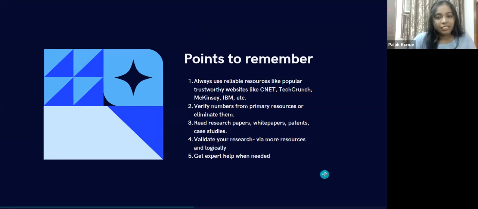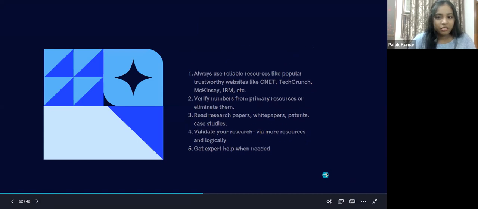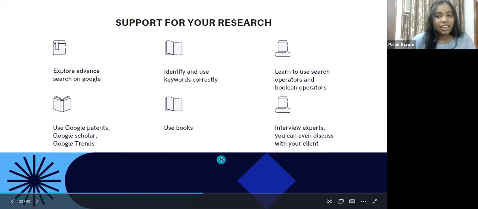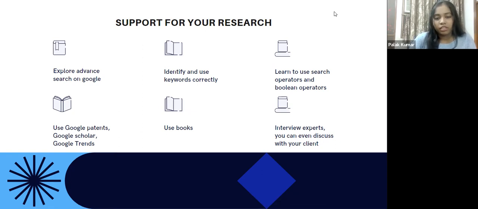The first thing is you should explore advanced search on Google. It has excellent filters to help you with the information you need. Another very important thing is to identify what keywords are there and use them correctly. You could get the keywords from your client, or you could do your own research for the keywords.